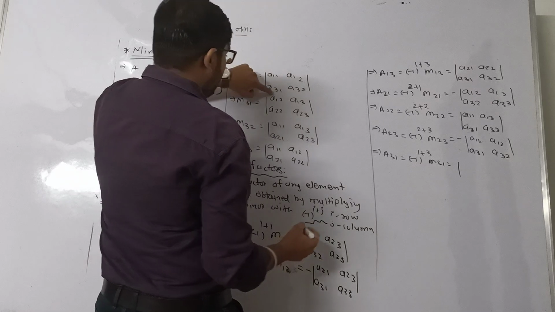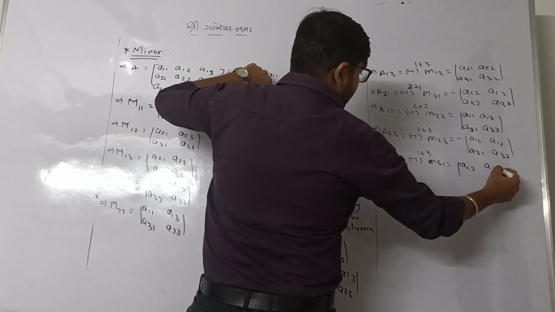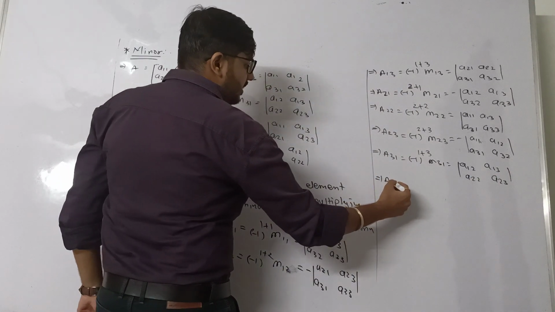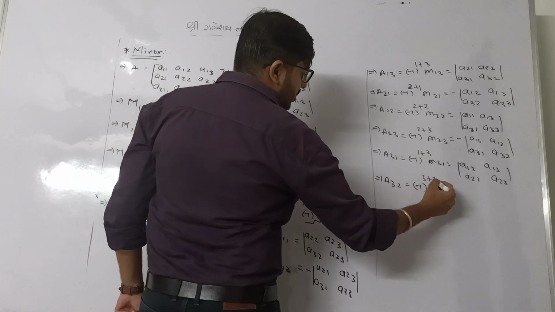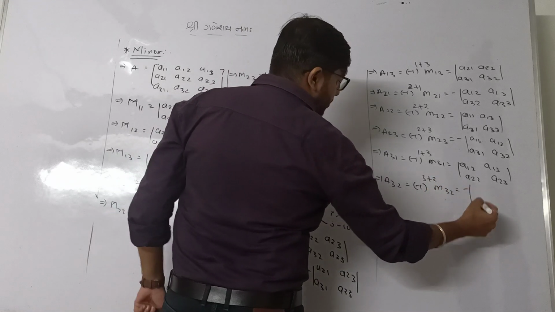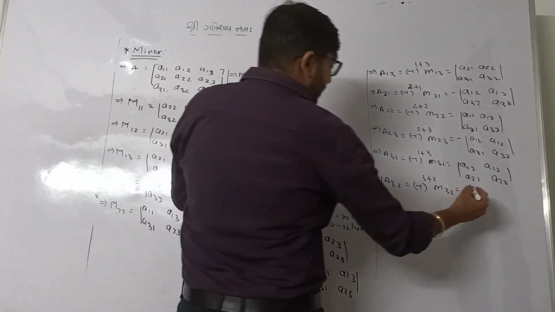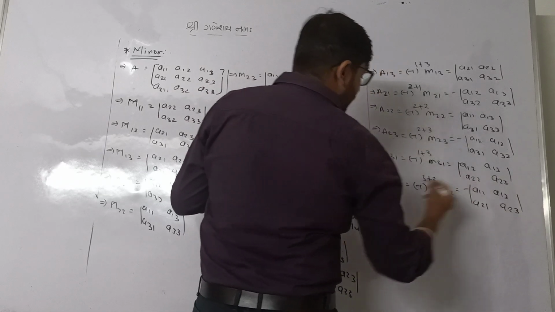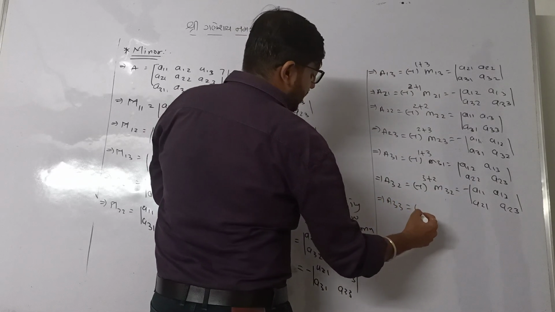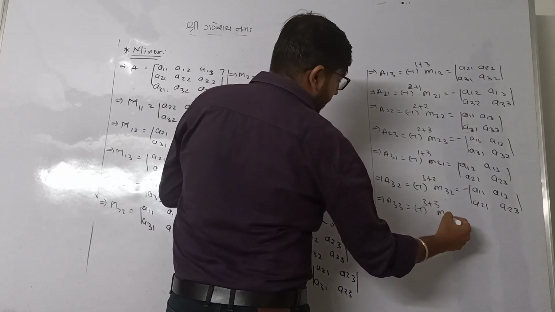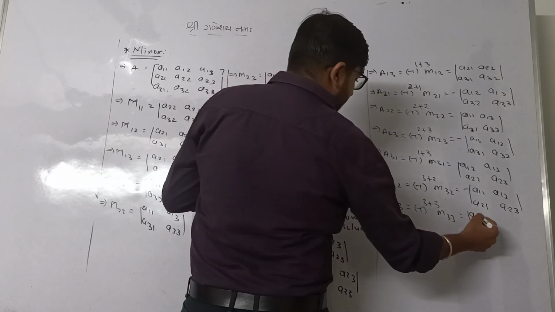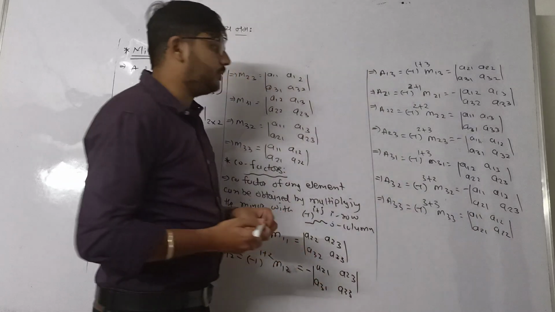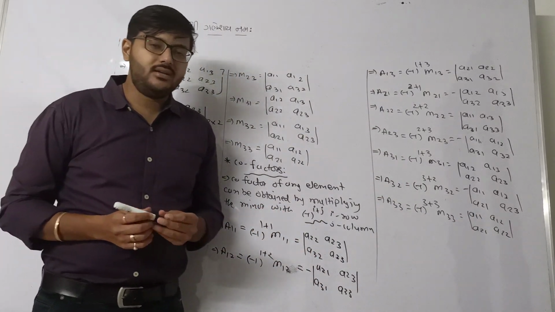A31 equals minus 1 raised to 1 plus 3 M31, equals plus A12, A13, A22 and A23. Then A32 equals minus 1 raised to 3 plus 2 M32, so it is minus A11, A13, A21 and A23. And the last, A33, minus 1 raised to 3 plus 3 M33, so it is plus A11, A12, A21 and A22.